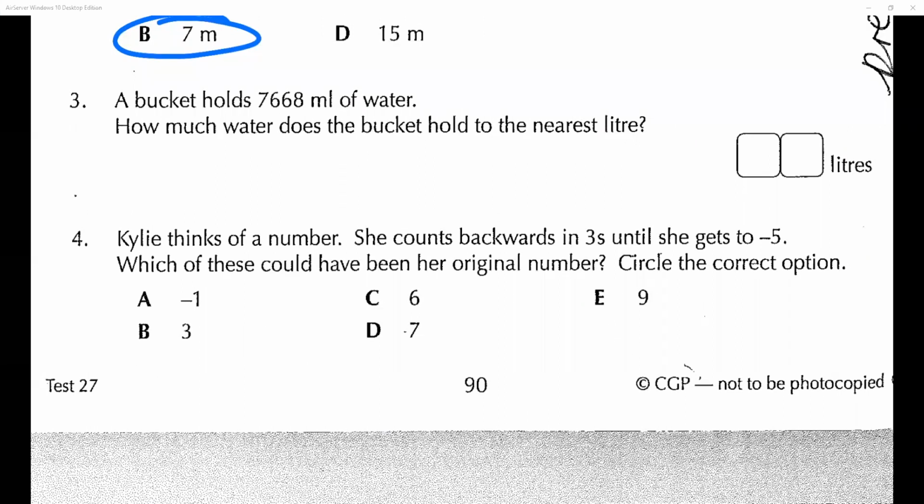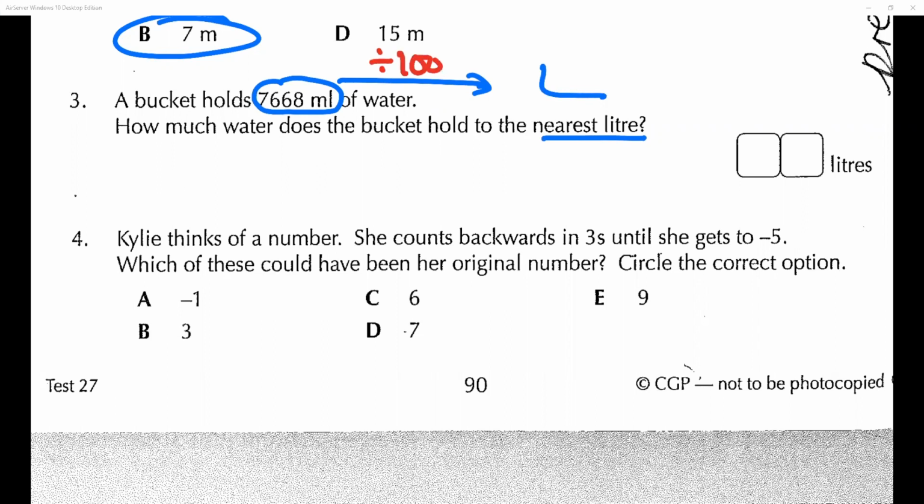Umama, your turn. Okay. A bucket holds 7,668 milliliters of water. How much water does the bucket hold to the nearest liter? Now, to the nearest liter. First of all, we need to change this into liters. How do we change into liters? Divided by 1,000. MashaAllah, well done, madam. Put the decimal point in. 1, 2, 3.